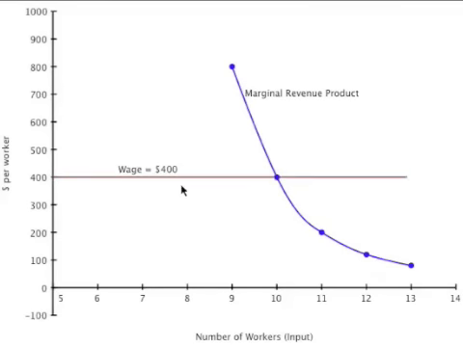Now the wage is up to $400, and look, this employer now isn't going to want to hire any more than 10 people, doesn't want to go out to the 11th or 12th, even though before he was willing to hire up almost 11 workers. Now he's going to stop just short of 10 workers.